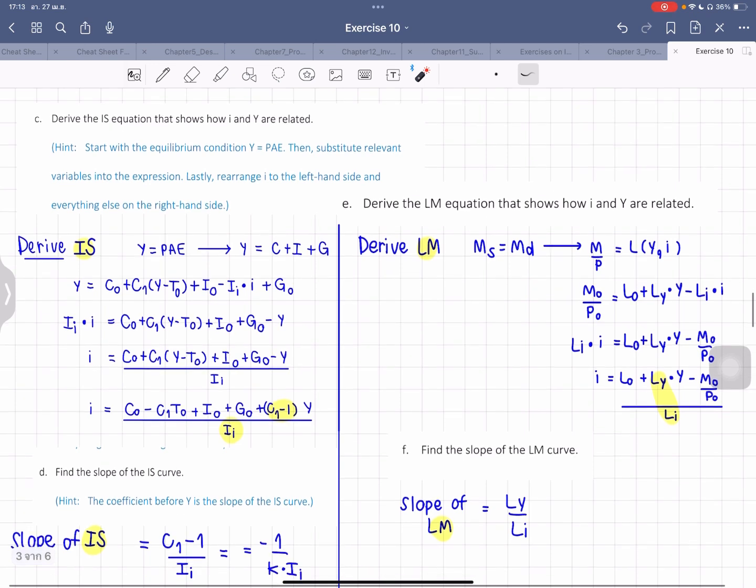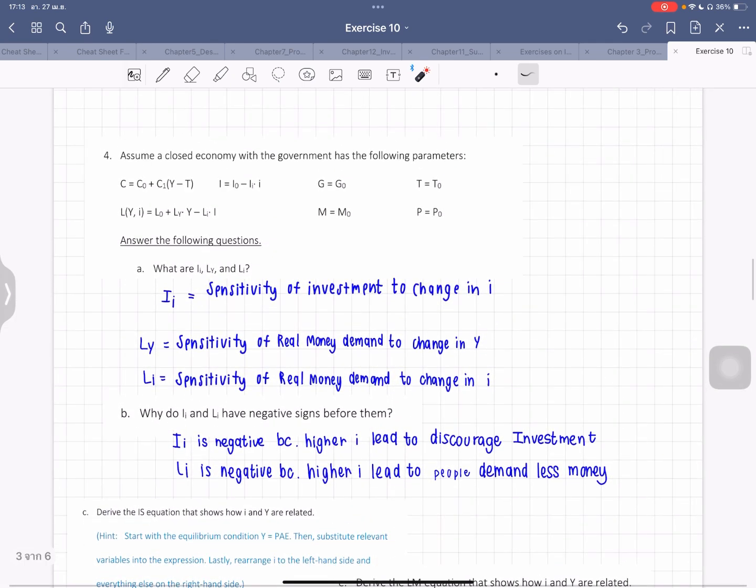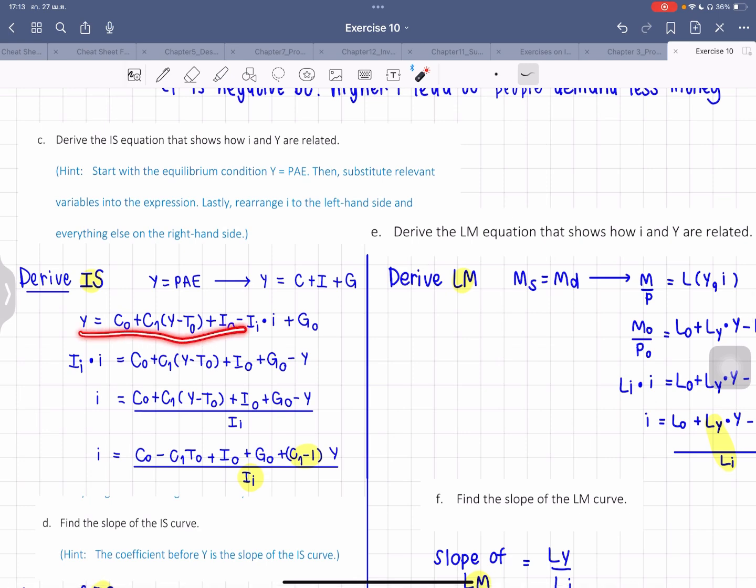So let's get started with the IS curve, which is Y equal to PAE. So it is Y equal to C plus I plus G. It gives you some information that C is equal to this one, and I and G. So you substitute into this equation, and you can get all this equation.